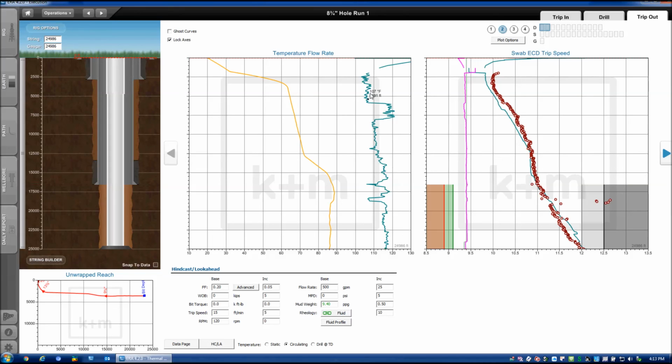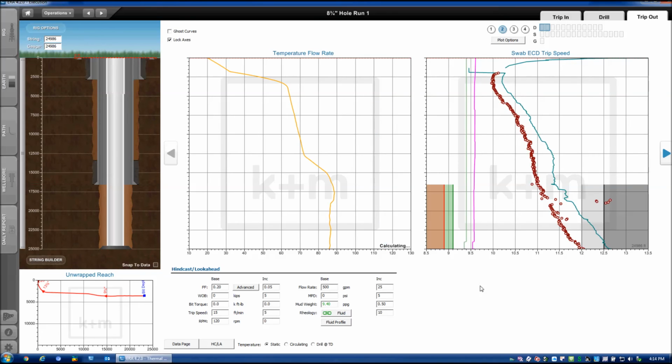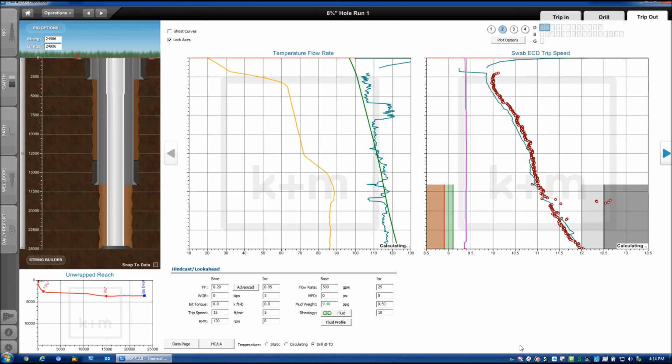Teal here is our simulated MWD temperature, and then of course over here we have our simulated versus actual ECD. Both agree quite well. Static would be incorrect. You'll notice that the ESD is a couple of points higher if we assume a static wellbore temperature because it's so much cooler than the circulating wellbore temperature or the drill at TD wellbore temperature. Both of those are quite a bit hotter. On this well, there's not much material difference. We're backreaming all the way out of the hole purely to overcome swab in the first place.